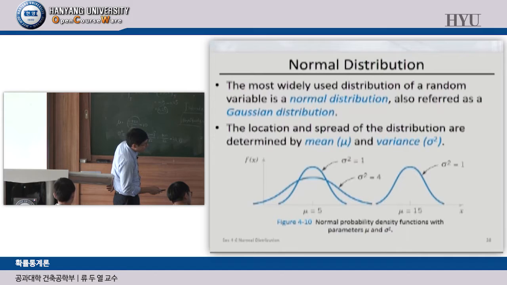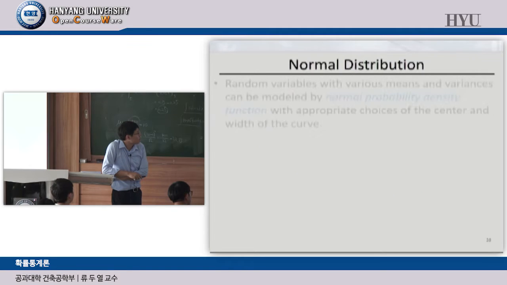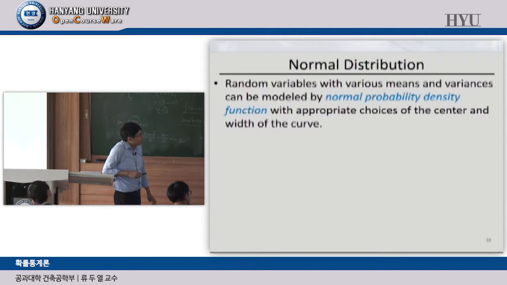And as you can see, even though we have the identical variance here, 1, according to the mean value, the location is different. So, according to the mean and variance, we can have numbers of normal distributions. The random variables with various means and variances can be modeled by the normal probability density function with appropriate choices of the center, which is the mean, and the width of the curve, which is the variance.